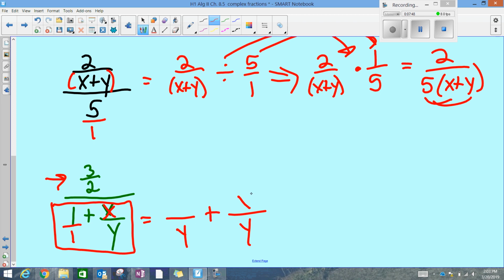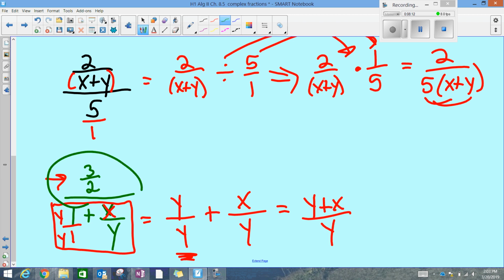X over y is already a good fraction with y as a denominator, so we're set. The 1 over 1, in order to make it have a denominator of y, we have to multiply it by y. So 1 over 1 becomes y over y. Then if we do the addition, that fraction becomes y plus x over y.